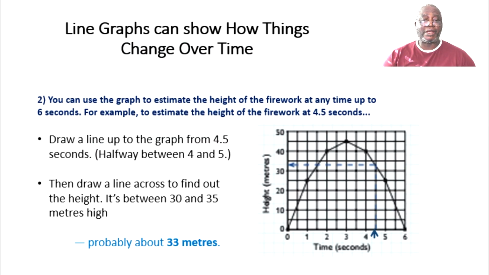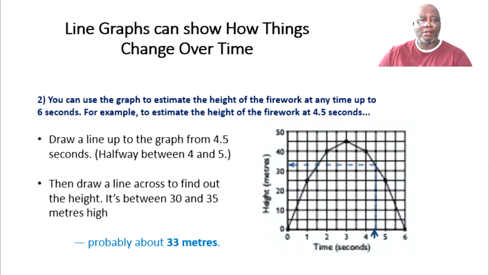You can use a line graph to estimate the height of a firework at any time up to 6 seconds. For example, to estimate the height of the firework at 4.5 seconds. An estimate is a reasonable guess, but it's the best thing we can use when we're trying to do some investigation or research or make some decision about what we're doing.